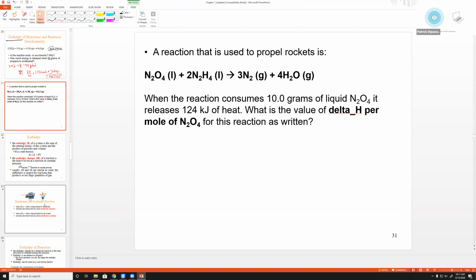All right, let's do this example now. We know that 10 grams releases that much, so let's find out how many moles are in 10 grams. So 10 grams divided by the molar mass of N2O4. N2 is 28 plus O4 is 92, so 92 is the molar mass.